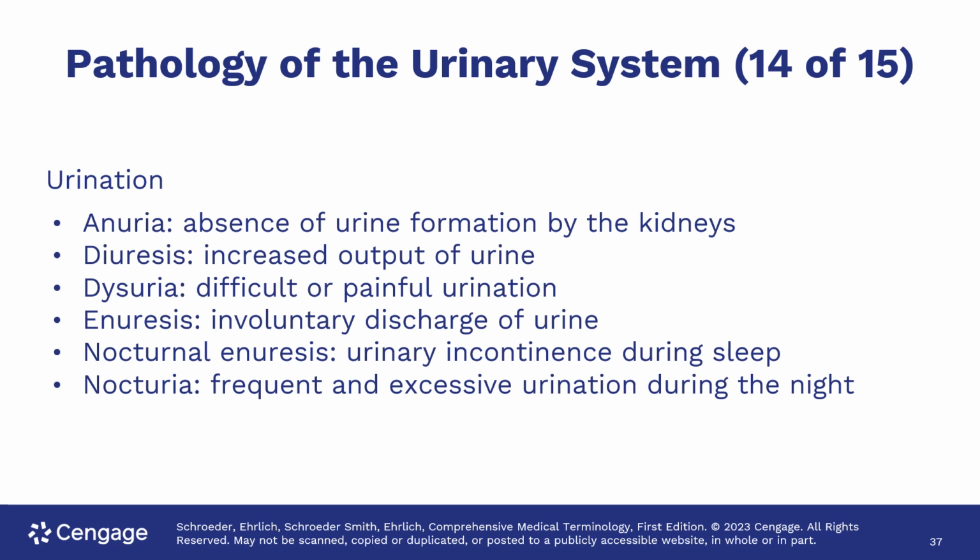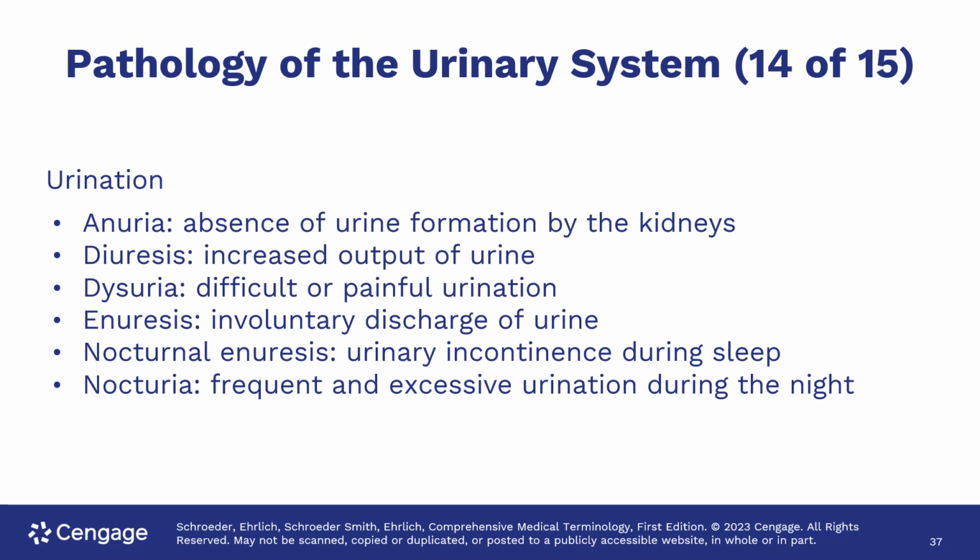Problems with urination: A is without, so anuria is without urine. Diuresis is increased urine. Dysuria is painful or difficult urination. Enuresis is involuntary urination. Nocturnal would be that happening at night or during sleep.